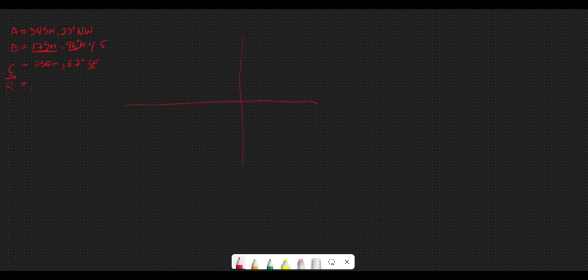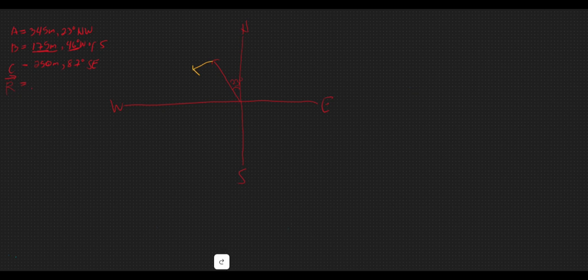Let's first illustrate the given vectors using the head to tail method. First, we have 23 degrees northwest. It means we are drawing the angle from north going to west, and it has a magnitude of 345 meters. From the head of the first vector, let us draw the second vector with a direction of 46 degrees west of south and a magnitude of 175 meters.